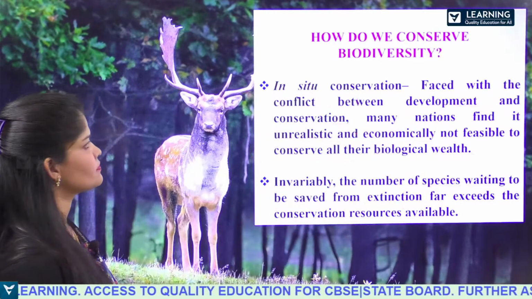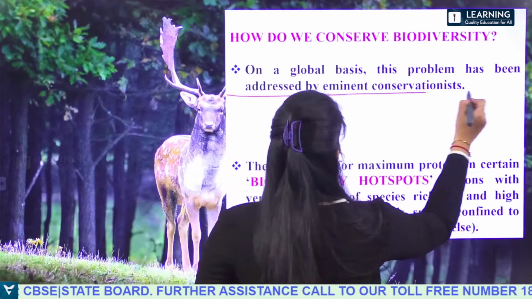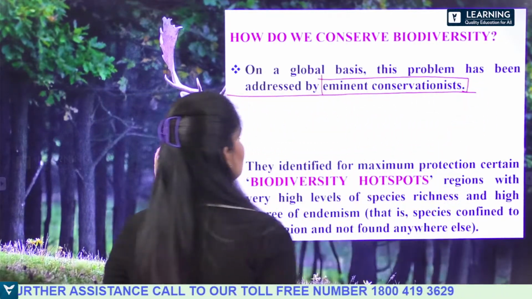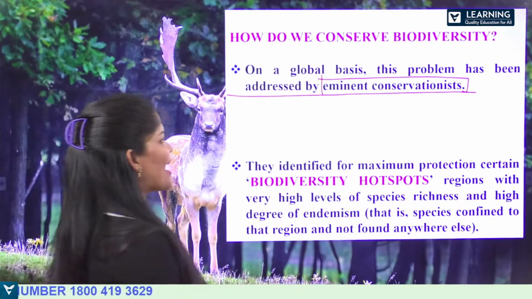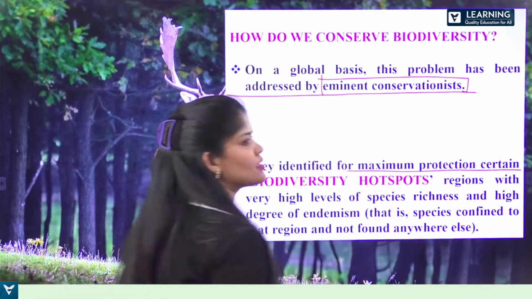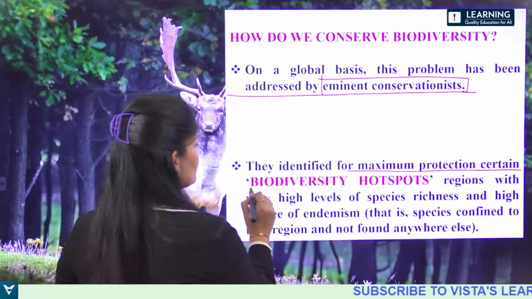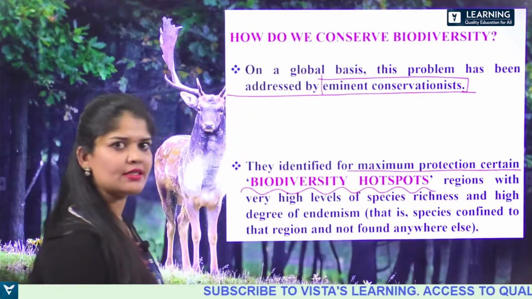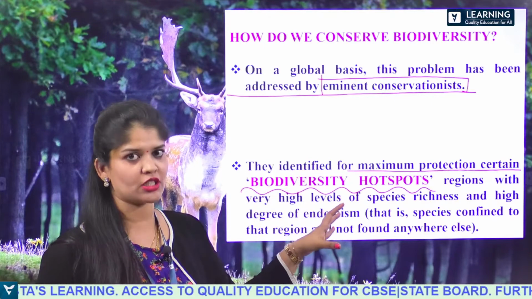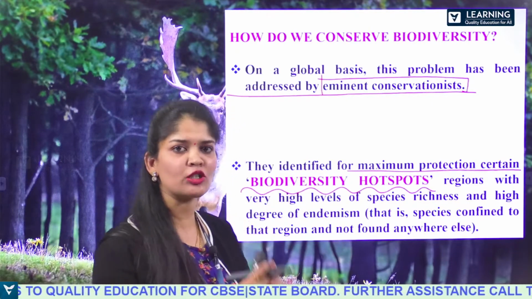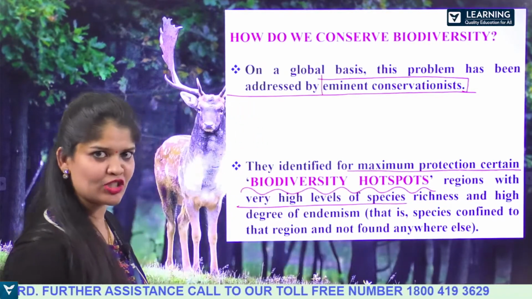Therefore, on a global basis, this problem has been addressed by eminent, respectable conservationists. They identified the maximum protection. They have identified certain important hotspots, what we call biodiversity hotspot regions. On what basis have we identified these biodiversity hotspots? These are regions with very high levels of species richness.